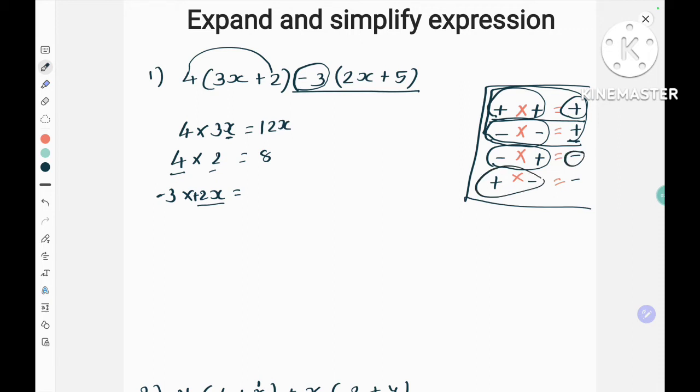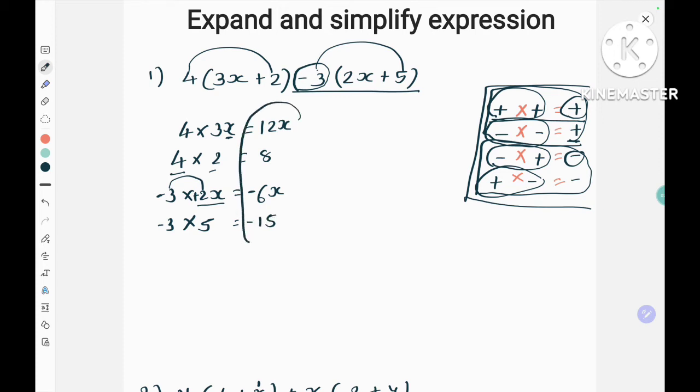It doesn't matter whether the first number is positive or negative. What matters is that one number is positive and one number is negative, and if you multiply, the answer is always negative. So here 3 is negative and 2x is positive, so obviously the answer is going to be negative. Let's multiply minus 3 times plus 2, which is 6, and x as it is. Again minus 3 multiplied by the second term, which is 5. So minus 3 times 5 is minus 15.